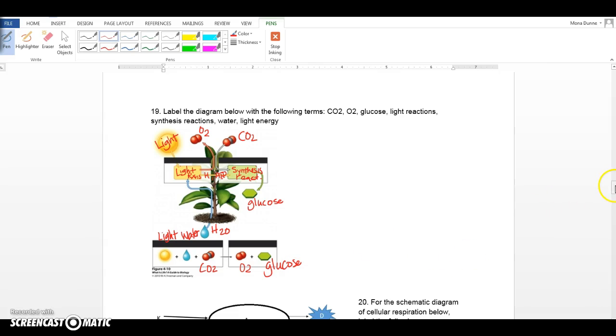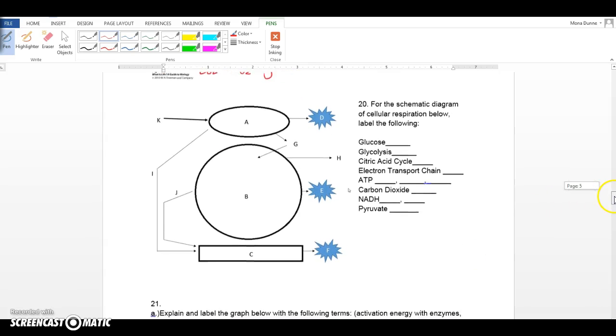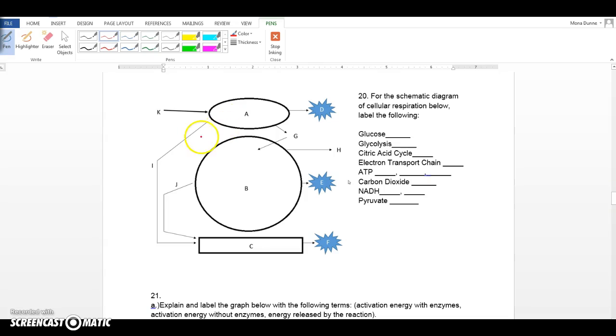All right, let's move on to another big process that we learned about. So this is cellular respiration, and it happens in 3 parts. So this should look familiar. So part A is the glycolysis, and B is citric acid cycle, and C down here is the electron transport chain. Okay, now since this is glycolysis right here, we have to think about what goes into that.